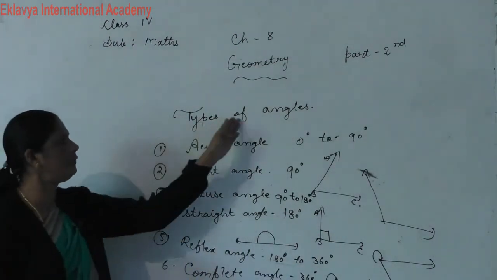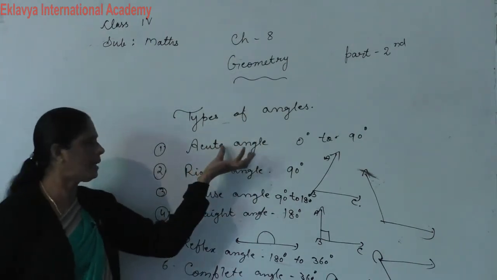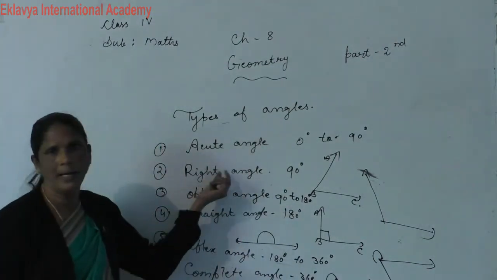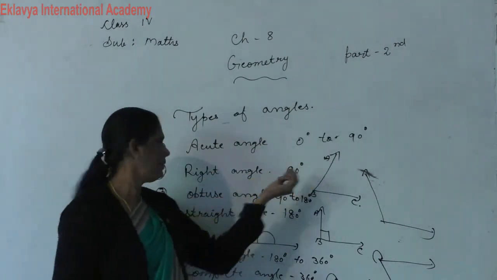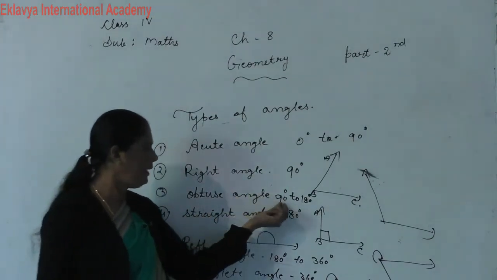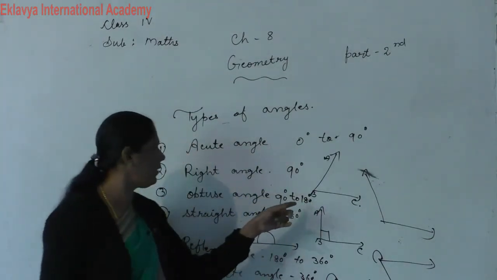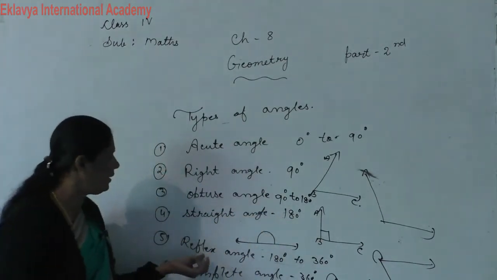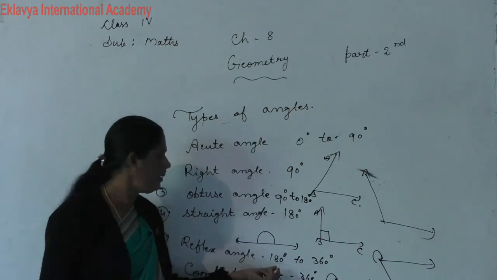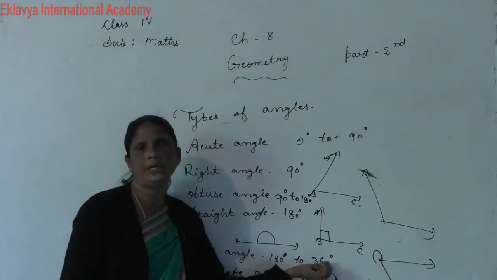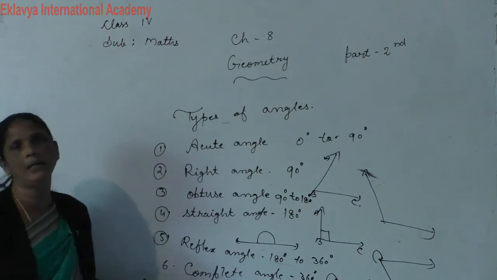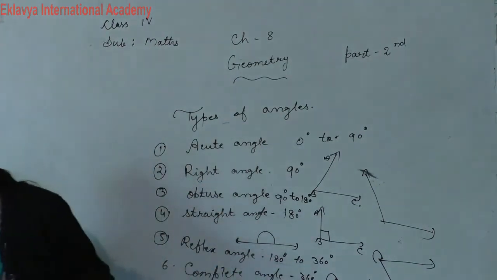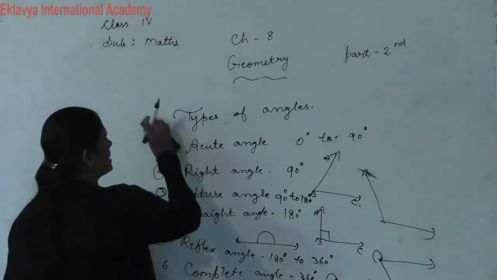Again, types of angles. First, acute angle, 0 degrees to 90 degrees. Second, right angle, 90 degrees. Then obtuse angle, 90 degrees to 180 degrees. Straight angle, 180 degrees. Then reflex angle, between 180 to 360 degrees. Last, complete angle, 360 degrees. These are the types of angles.